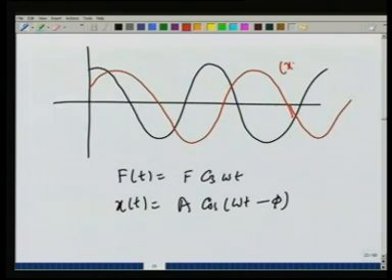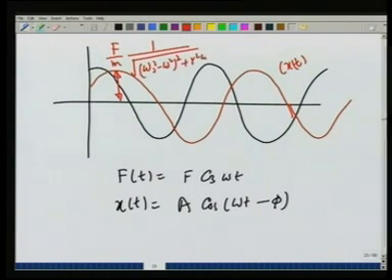This is x(t), where this amplitude is f over m times 1 over square root of (omega naught square minus omega square) whole square plus gamma square omega square, and this phase angle is given by tan phi equals gamma omega over omega naught square minus omega square. Notice that the steady state solution does not depend on the initial conditions. The initial conditions, whatever they did to the motion, have died out.